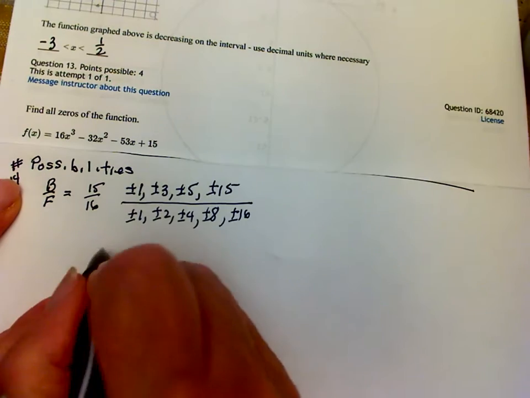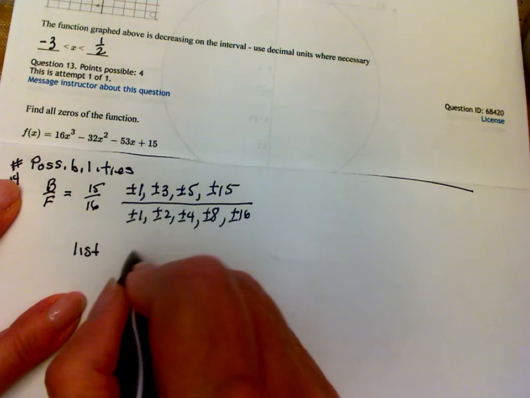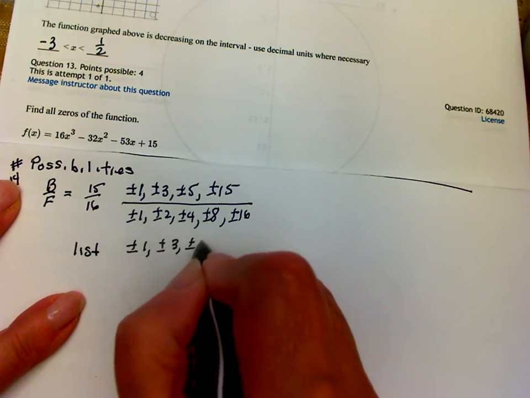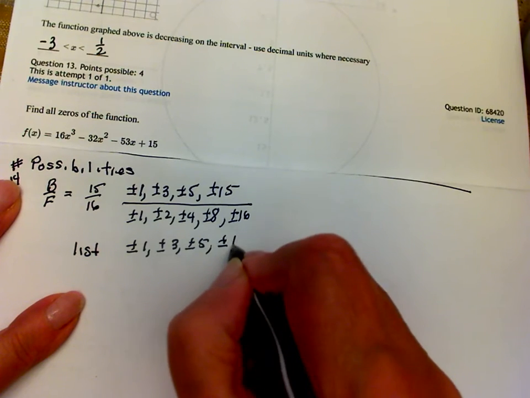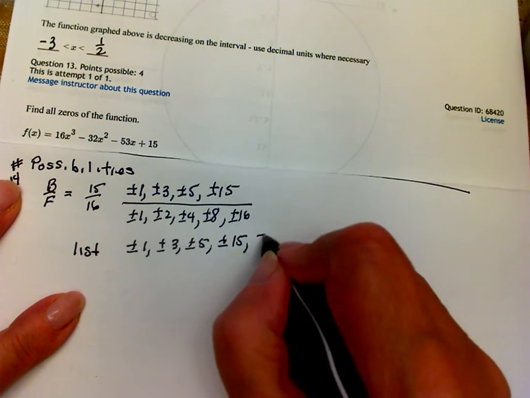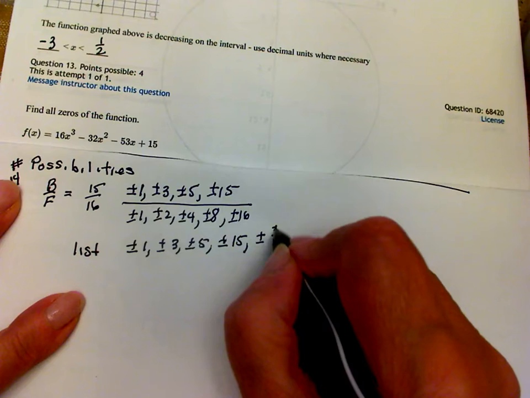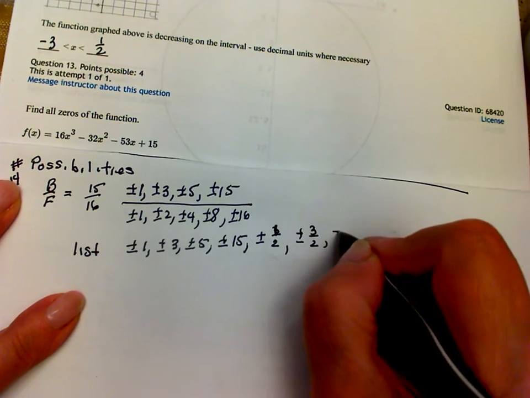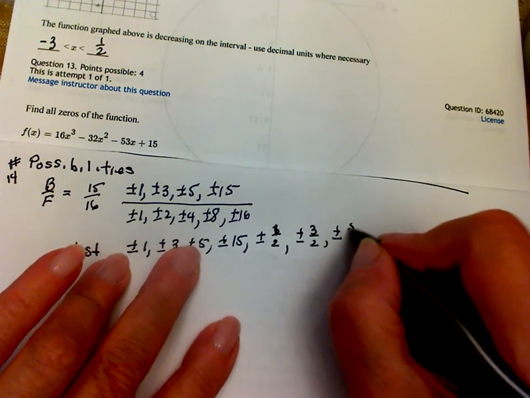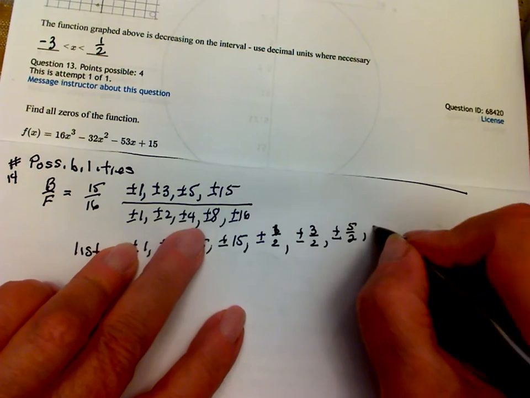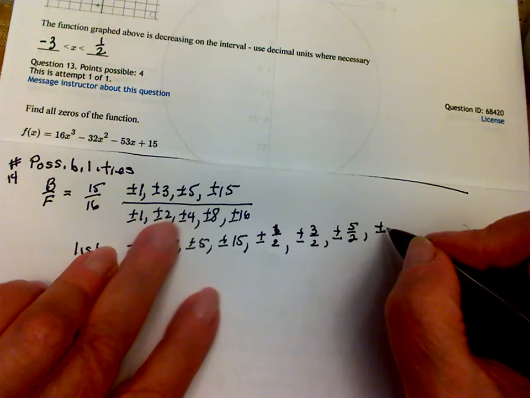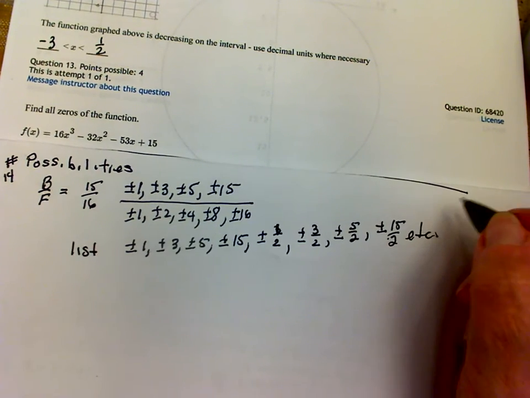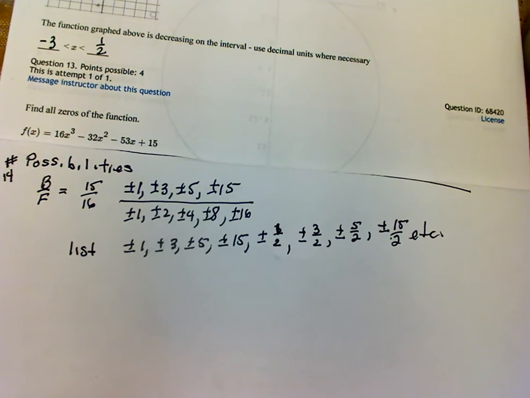So if I'm going to make my list, let's start with 1, 3, 5, 15, and let's do some fractions just in case. 1/2, 3 halves, 5 halves, 15 halves, etc. I'm going to see if we can find something.